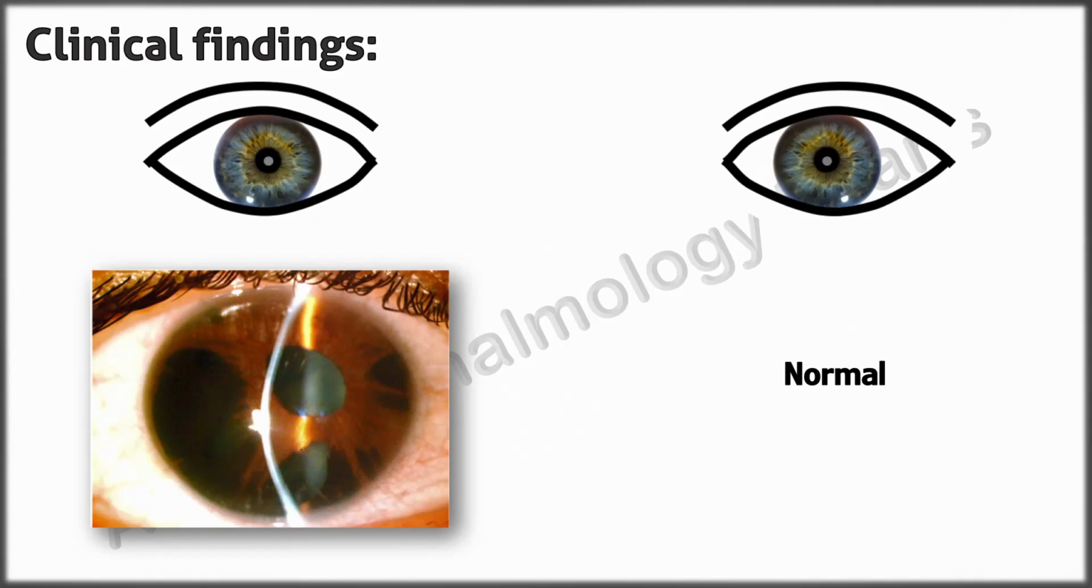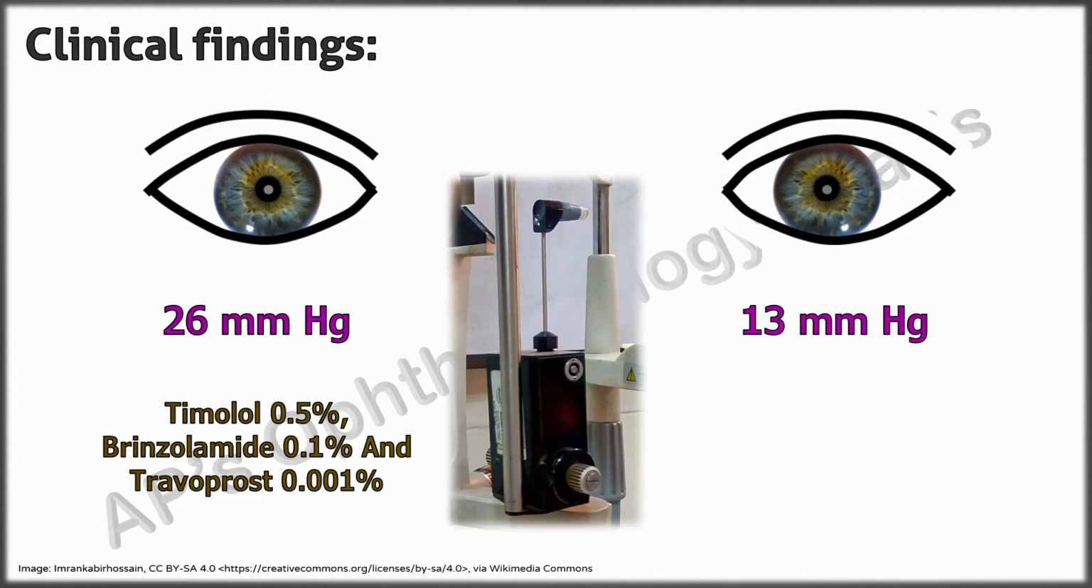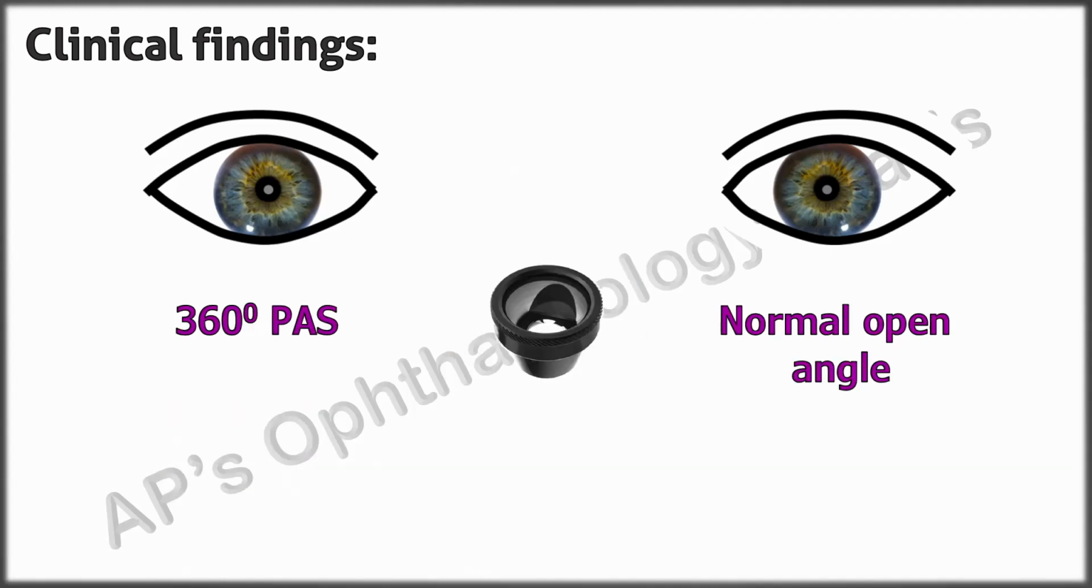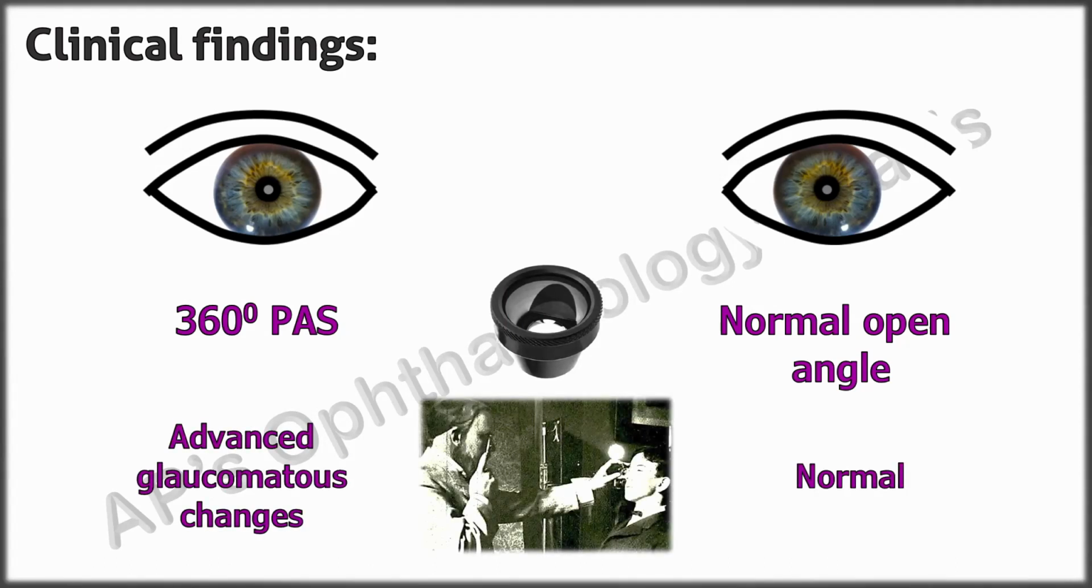The left eye was normal. Intraocular pressure measured by Goldmann applanation tonometry on topical therapy with 3 drugs was 26 mm of mercury in the right eye. The left eye with no medications presented a normal IOP of 13. Gonioscopy in the right eye revealed the presence of peripheral anterior synechiae for 360 degrees and fundus showed advanced glaucomatous changes. The left eye was normal.